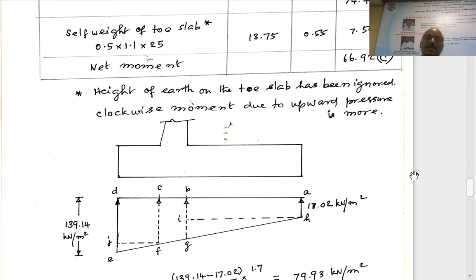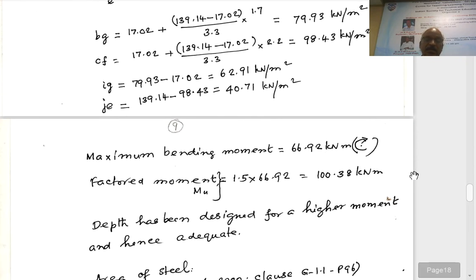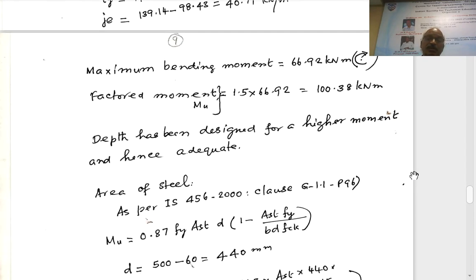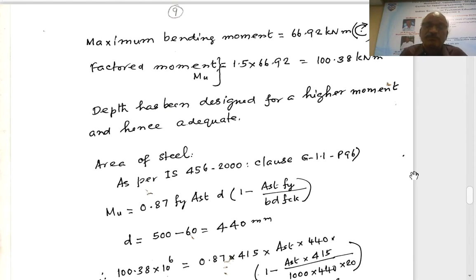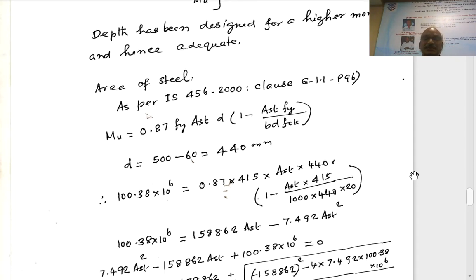This moment is again to be multiplied by the partial safety factor. The partial safety factor is 1.5. So this, right, the factored moment equal to 1.5 times this value, 66.92. Therefore 100.38 kilonewton meter. So coming to area of steel, we need not design the thickness because the bending moment at the bottom of the stem is much more than this value.